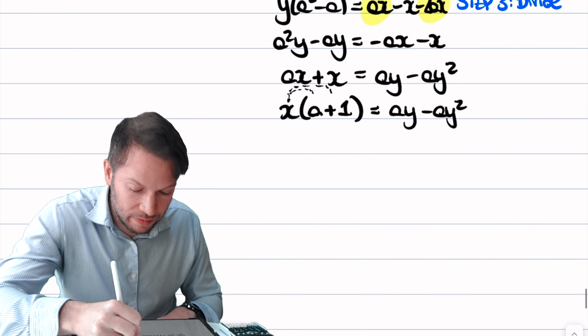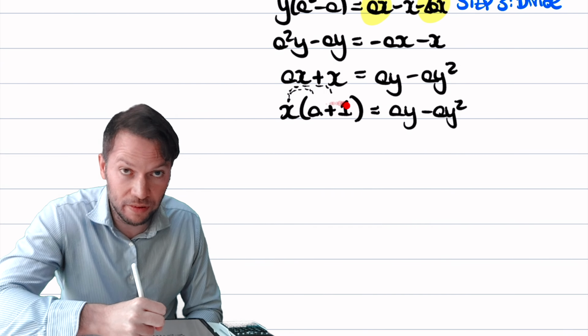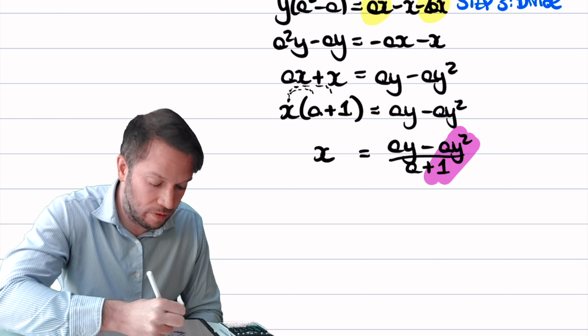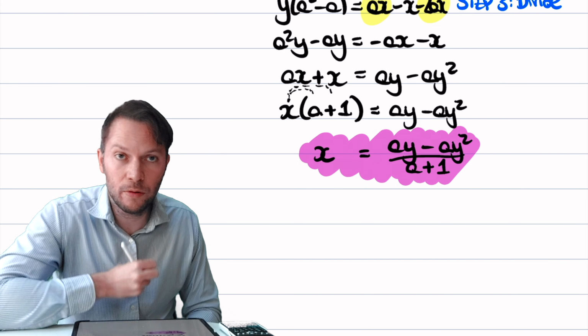So x is being multiplied by all of a plus 1. So to get rid of the times by a plus 1, you divide both sides of the equation by a plus 1. So dividing by a plus 1 on the left just gets rid of that a plus 1. And we're going to divide the right-hand side by a plus 1 to get that. And that is the final answer because we've got x on its own on one side of the equation. We're done.